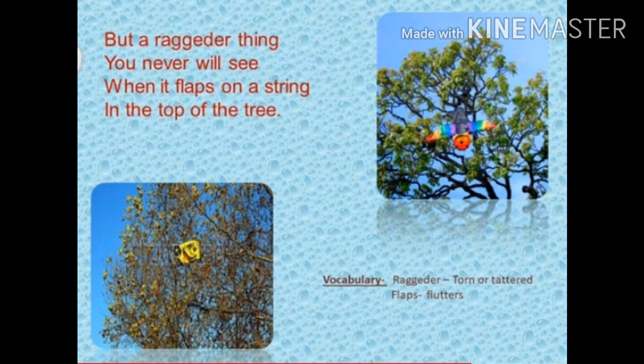In the last lines, the poet says that sometimes a raggeder thing, or it is torn because it is stuck. When it is stuck in any tree or anything, it is torn, and that is not a sight to be seen. वो चीज़ देखना किसी को भी पसंद नहीं होता है.